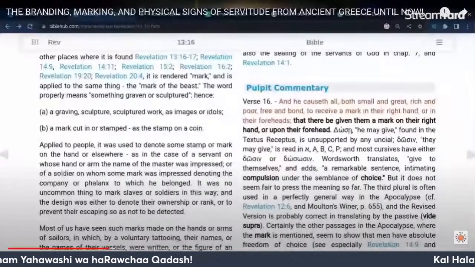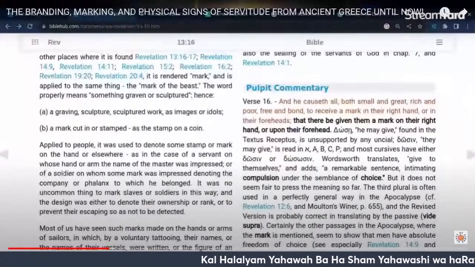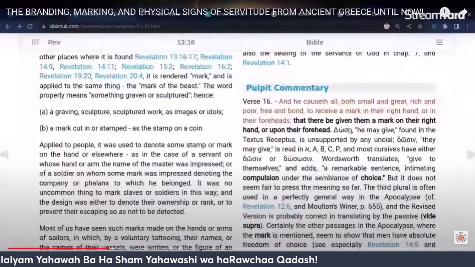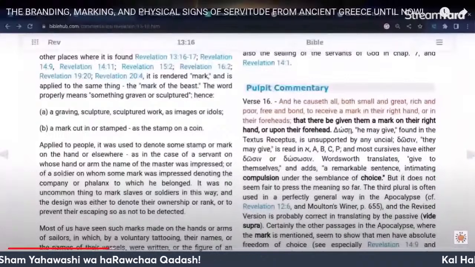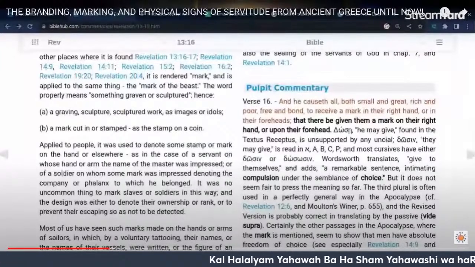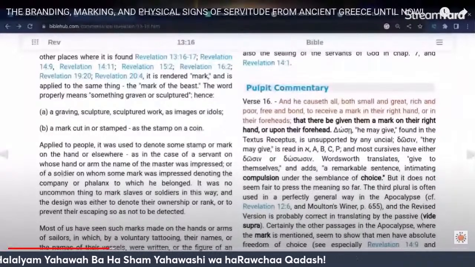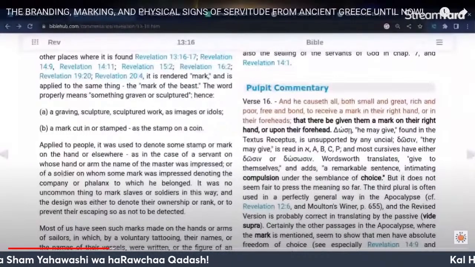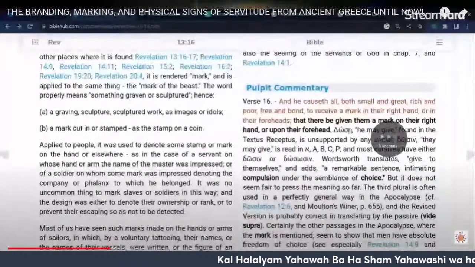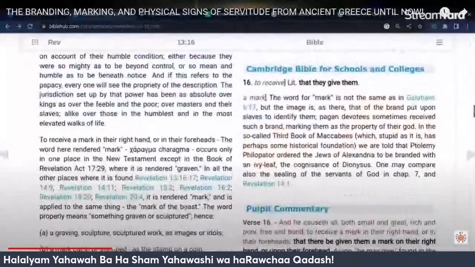And it says, "Which shall come upon all the world to try them that dwell upon the earth." So this is a trial, and if you fail the test, the Lord didn't keep you from the hour of temptation. You go ahead and lose that trial, and go ahead and get branded. It was no uncommon thing to mark slaves or soldiers in this way. The design was either to denote their ownership or rank, or to prevent their escaping so as not to be detected. It's crazy, but it's coming.